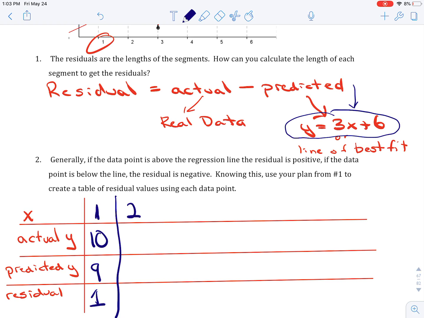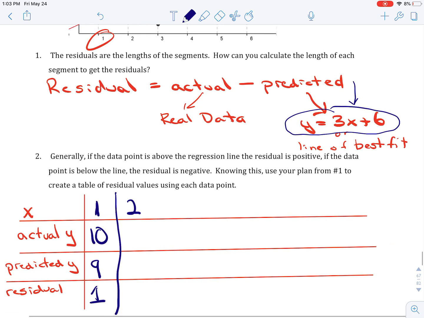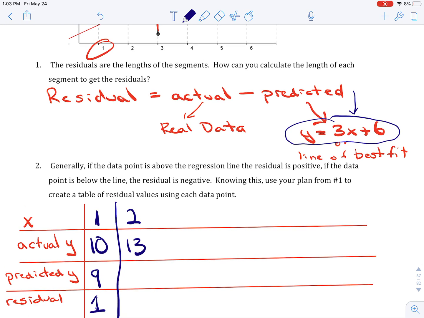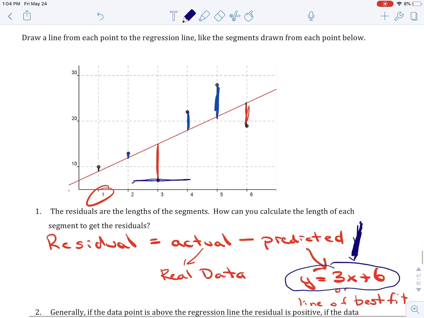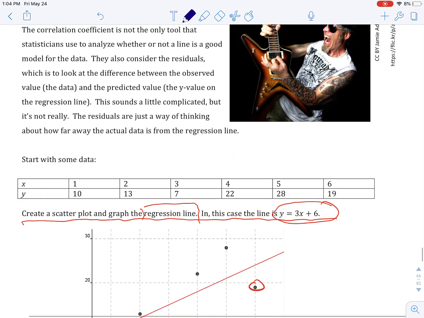2. So for 2, our actual was 13. And then our predicted, well, we have to put 2 here. And 2 times 3 is 6, plus 6 is 12. So we have another 1. And then we have 3. Now for 3, this one goes down. And I can't tell exactly from looking there. So remember, it's in the table up here. And 3 is 7.